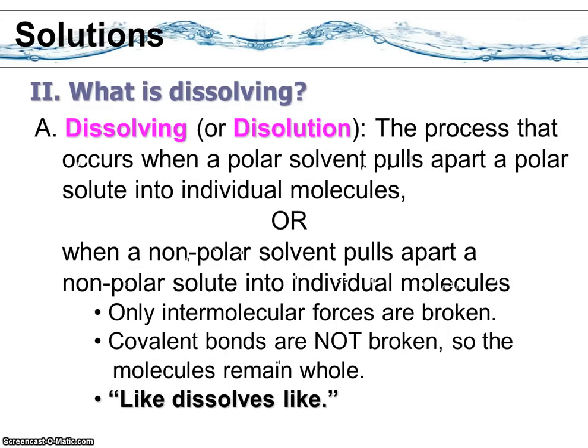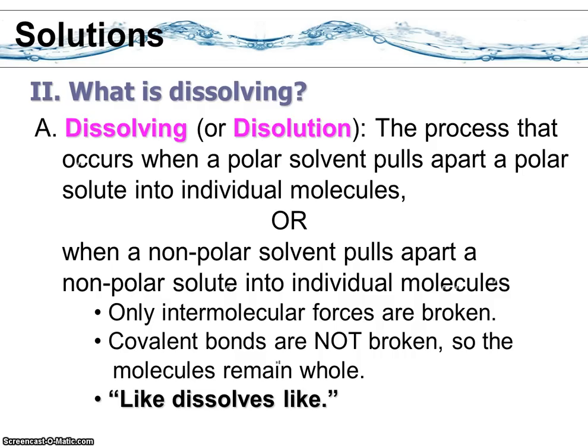So when we talk about dissolving, we need to look at what that means in the chemical scientific sense. Another term for dissolving is dissolution. And basically to dissolve is when you have a polar solvent that pulls apart a polar solute, or vice versa with a non-polar solvent and a non-polar solute.